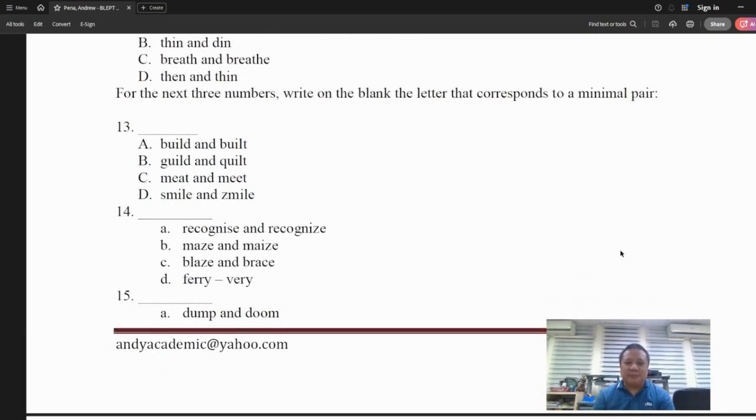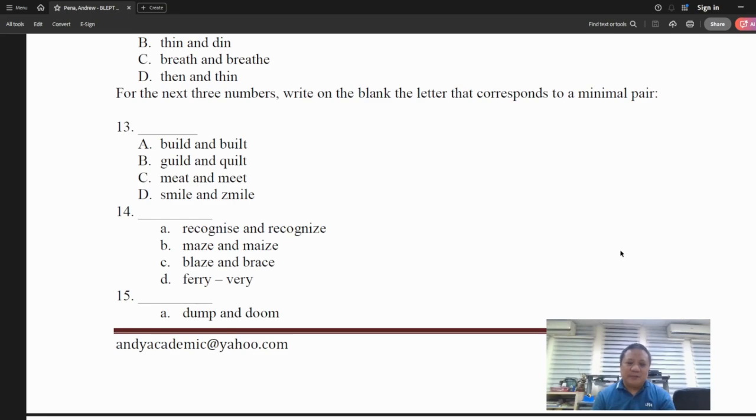For the next three numbers, write on the blank the letter that corresponds to a minimal pair. 13. A, build and built. B, gild and quilt. C, meet and meet. D, smile and smile. Now in letter D, smile and smile, yes, there's a change from S to Z. But smile is not a word, so that's not considered.